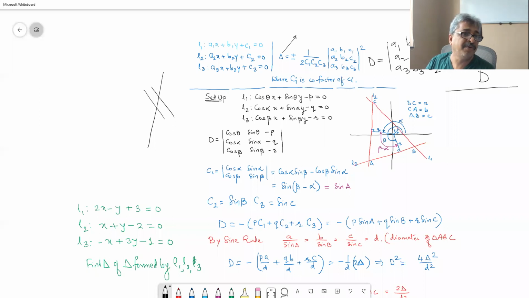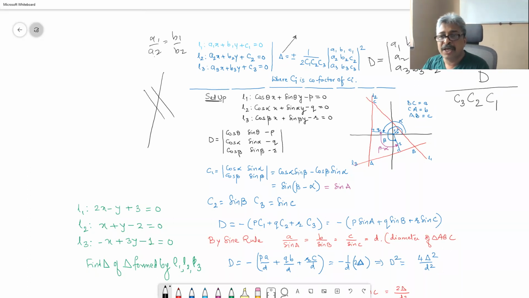big number. If really we want to find out, that means if the first 2 lines are parallel, then A1 upon A2 is equal to B1 upon B2. That means A1 B2 minus A2 B1 is equal to 0. But A1 B2 minus A2 B1 is C3. So C3 must be there in the denominator. Maybe the first line and 3rd line are parallel, therefore C2 must be there in the denominator. If the second line and 3rd line are parallel, C1 must be there in the denominator.